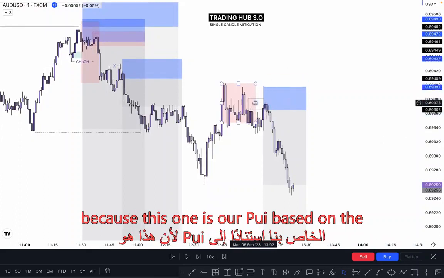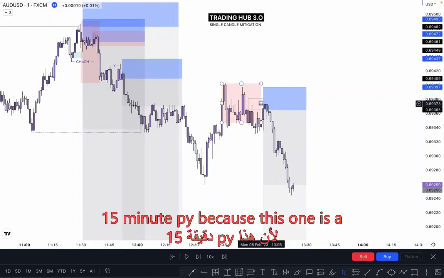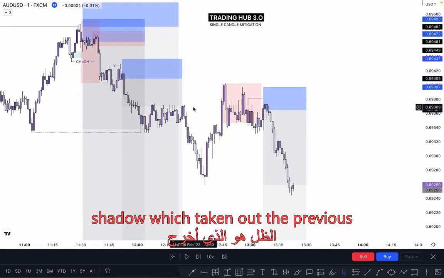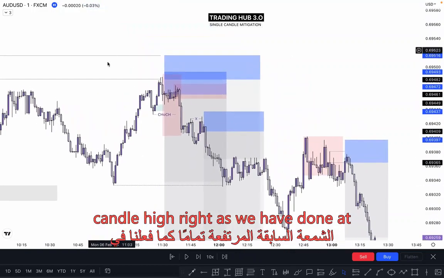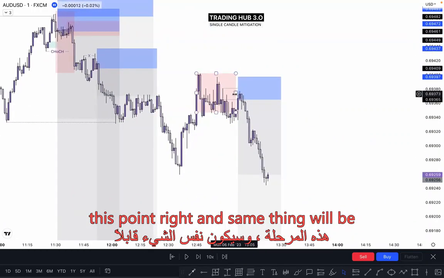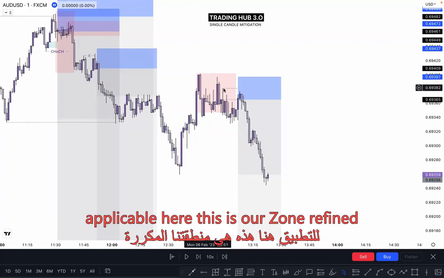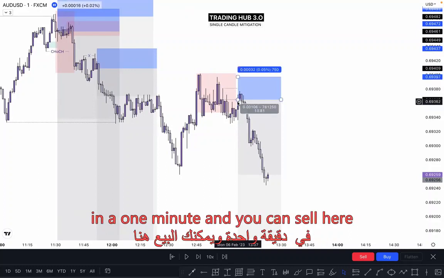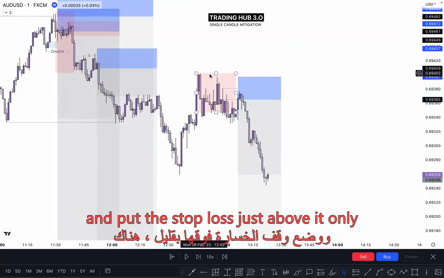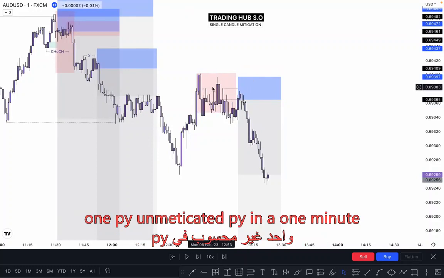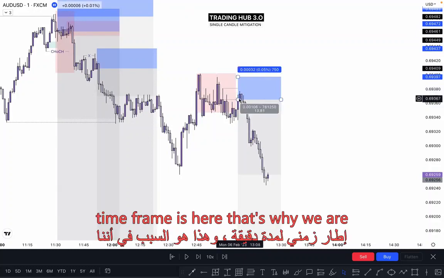Because this one is our PY based on the 15 minute PY, because this one is a shadow which took out the previous candle high, right? As we have done at this point, right? And the same thing will be applicable here. This is our zone, refined in a 1 minute, and you can sell here and put the stop loss just above it. Only one unmitigated PY in the 1 minute time frame is here. That's why we are selling here.